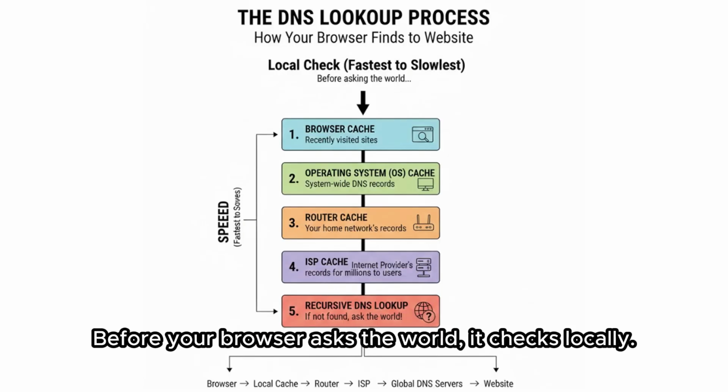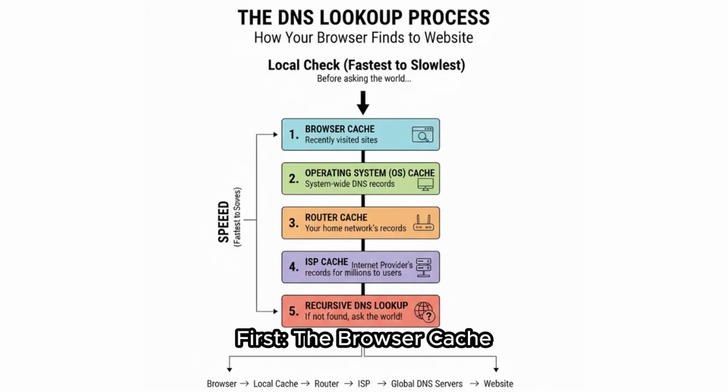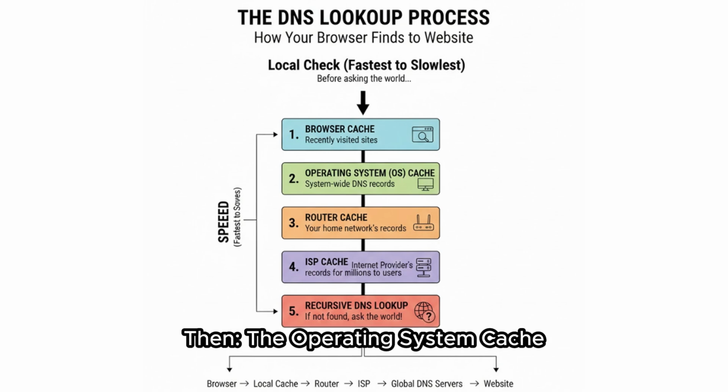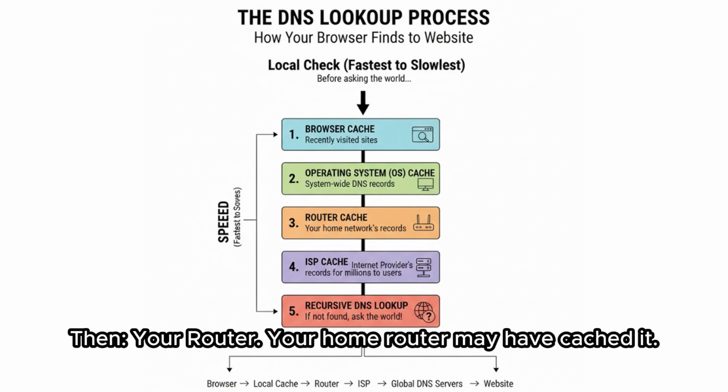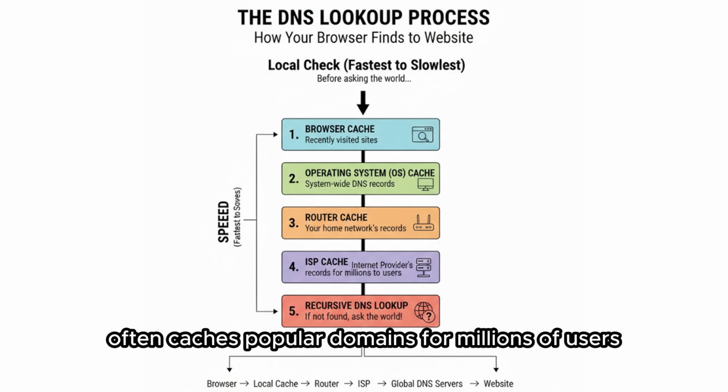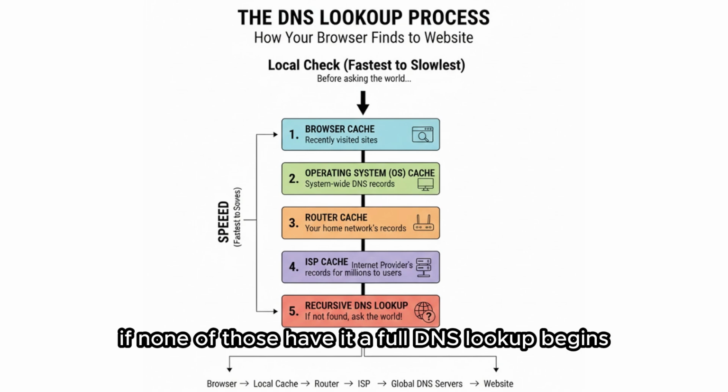Before your browser asks the world, it checks locally. First, the browser cache. If you recently visited the site, the IP might already be saved. Then, the operating system cache. Your OS keeps its own DNS records. Then, your router. Your home router may have cached it. Then, your ISP. Your internet provider often caches popular domains for millions of users. If none of those have it, a full DNS lookup begins.